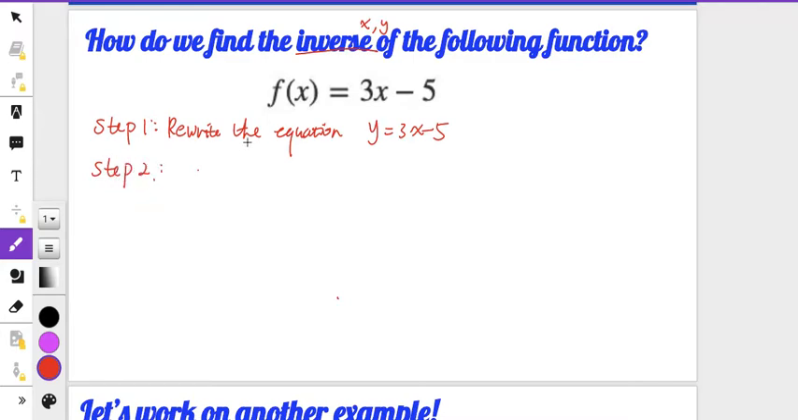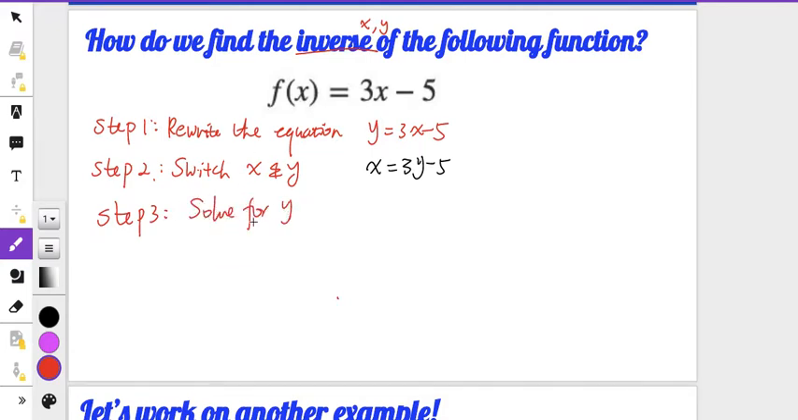Step 2, as we mentioned, the inverse function switches x and y. So we're going to switch x and y. Sorry, I should use a different color here. So y becomes x and x becomes y. Please pay attention here, we do not swap the whole thing. We just rewrite y as x and x as y. Next is the major part of this step, we are going to solve for y. Like my co-teacher mentioned, get y by itself, or sometimes we say isolate y.